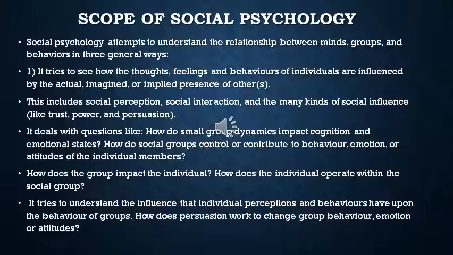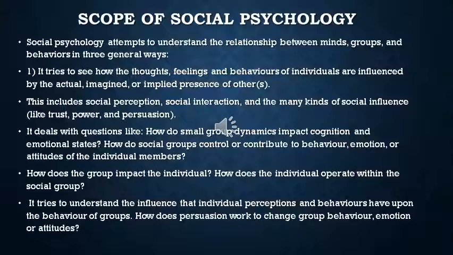So, what we mean here by the scope of social psychology is the field of social psychology. Here we are going to understand the relationship between minds, thoughts, and the groups, and accordingly the behavior. The first way is that social psychology is trying to see how the thoughts, feelings, and behaviors of any individual are influenced by the presence of others in the society.